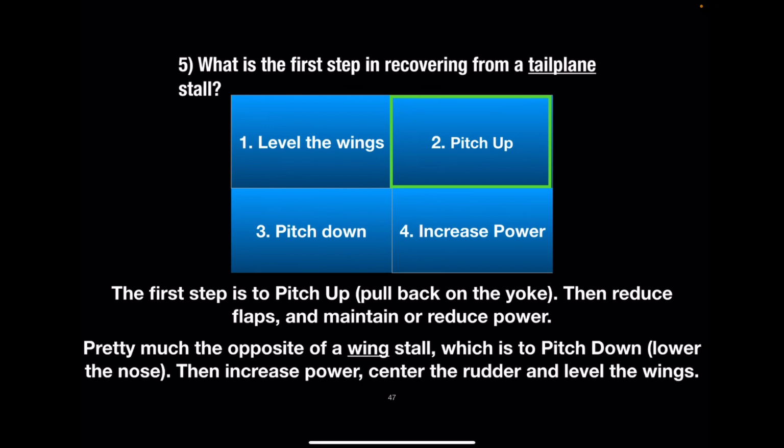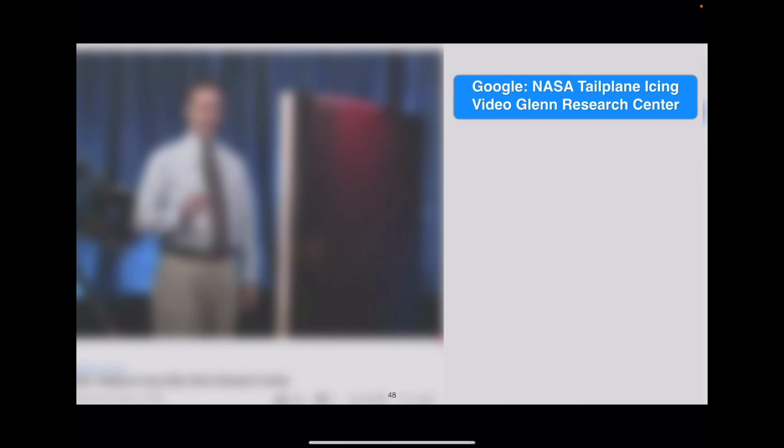It's pretty much, of course, the opposite of a wing stall. Now, NASA did a lot of research on this subject, both in the wind tunnel, and actually equipped a Twin Otter to test it in flight. If you want to see the full video, Google NASA tailplane icing video.